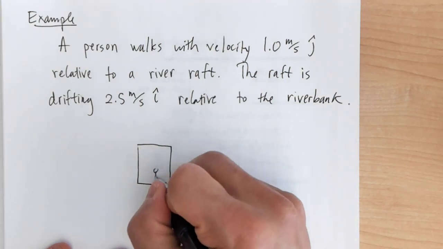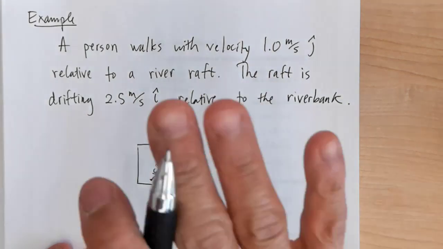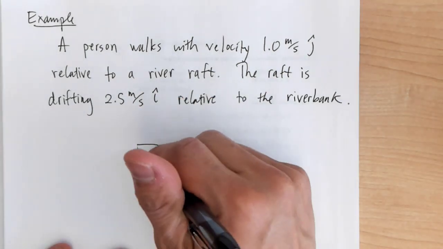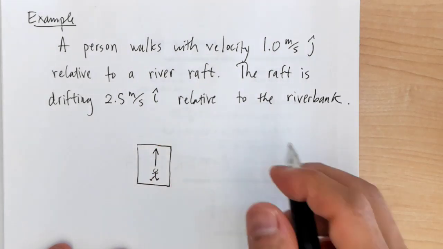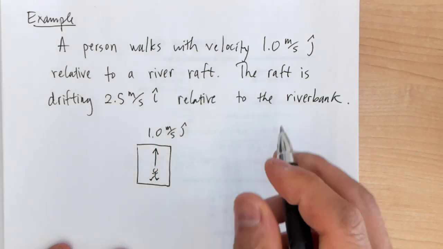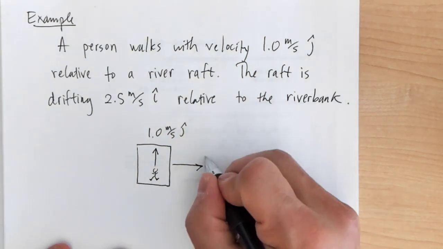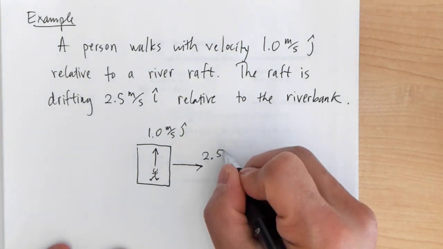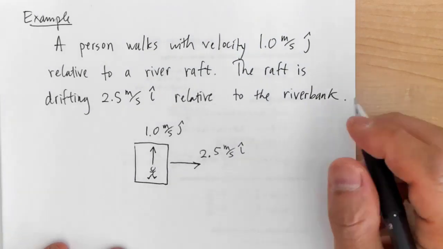And then we see this person standing here, but the person is moving. Okay, so this is a bird's eye view. This person is moving horizontally, but in this direction. Okay, with 1 meter per second, j-hat. But the raft itself is moving with speed 2.5 meters per second, and it's going in the I-hat direction.